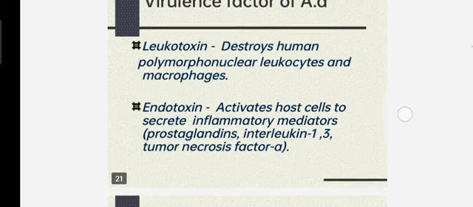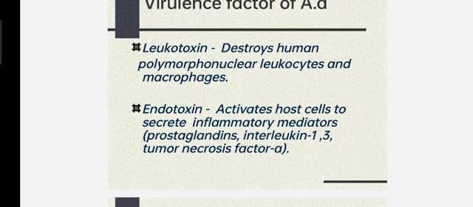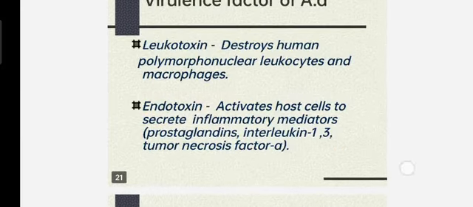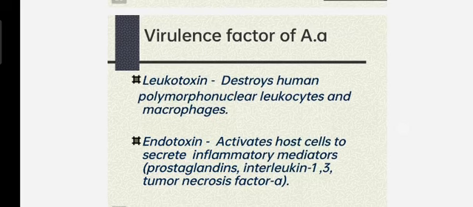And just in case the neutrophil does arrive, it is producing leukotoxin. So if the neutrophil arrives, it will be killed. Because of this, the disease is very severe. It is very important to learn all the virulence factors of Aggregatibacter actinomycetemcomitans.